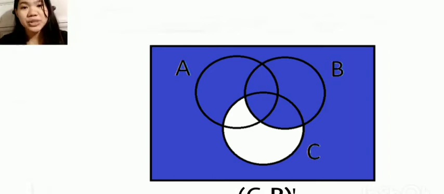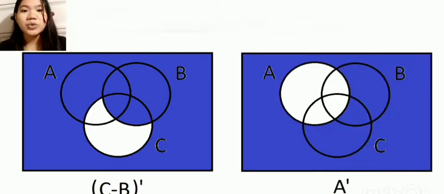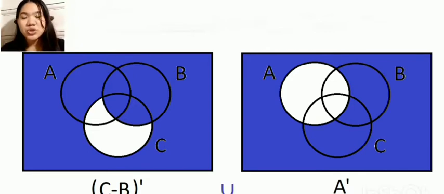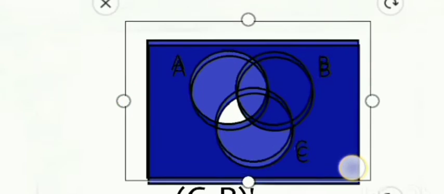So let's move to the second step, which is the union of C minus B complement and A complement. So the thing that we need is the A complement. Since it is a complement, we need to shade everything outside A. So now that we have already shaded the two diagrams, let's proceed to the union. So union means shading everything. First we're going to shade C minus B complement, and then we are going to add the A complement.